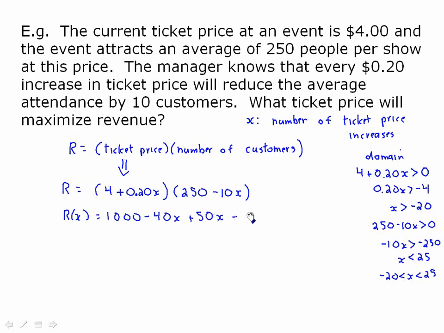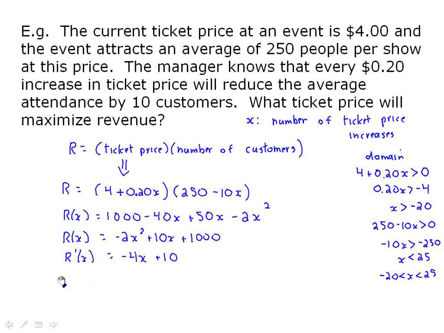And then minus 2x squared. So there is our quadratic. Get the like terms together, and I'm going to organize this in descending order. So negative 2x squared plus 10x plus 1,000. And then, if you get the derivative, R prime at x is negative 4x plus 10.